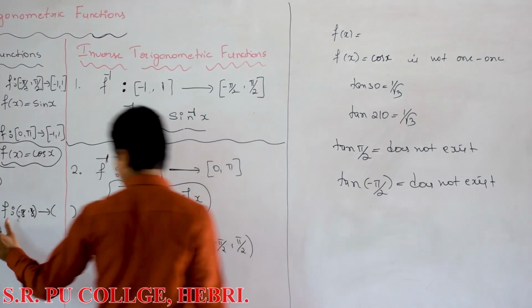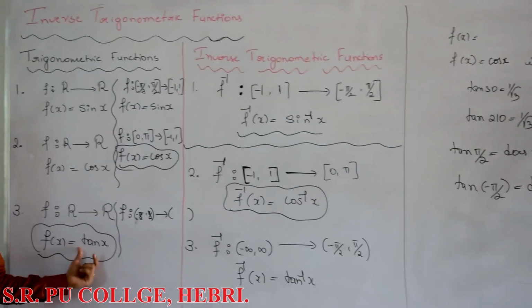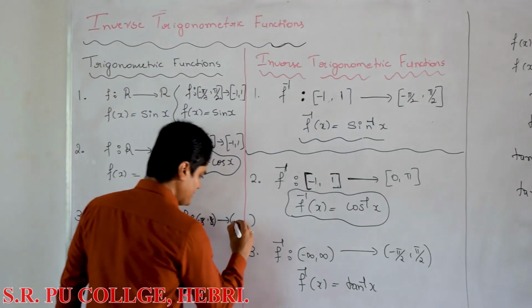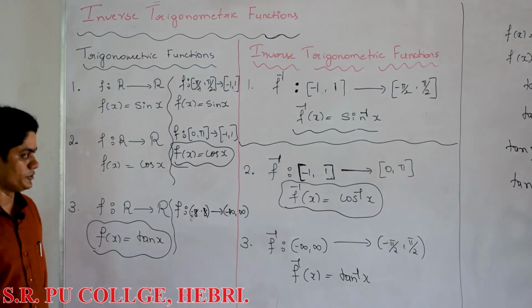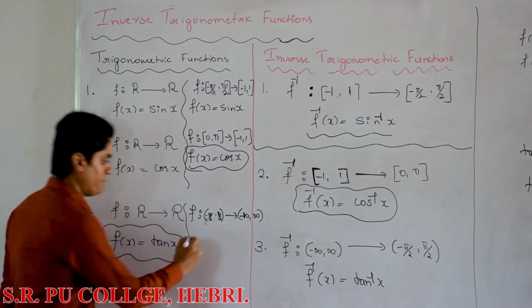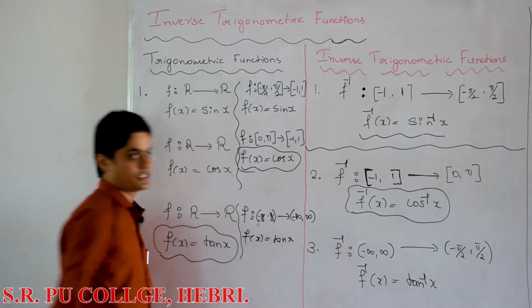So excluding minus pi by 2 and plus pi by 2, if you take this domain, in this domain tan x is a bijective function. The range is the same as that of tan x, which is minus infinity to plus infinity. So this is a bijective tan function.